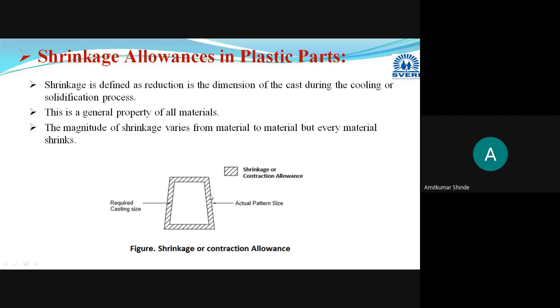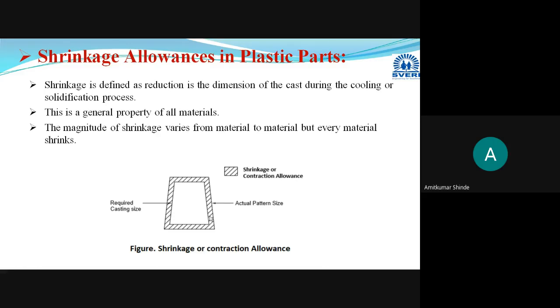Due to the solidification or cooling, you will get the end product of this internal shape. This is the required size, but you have to provide the pattern with a larger size by providing this much shrinkage or contraction allowance, because this much shrinkage will occur during the cooling or solidification process. So this portion highlighted by the inclined lines is the shrinkage allowance or contraction allowance.